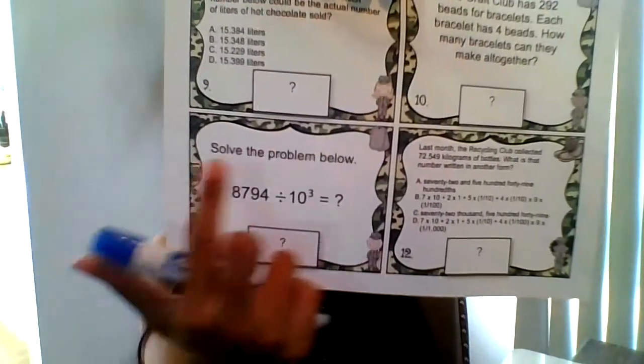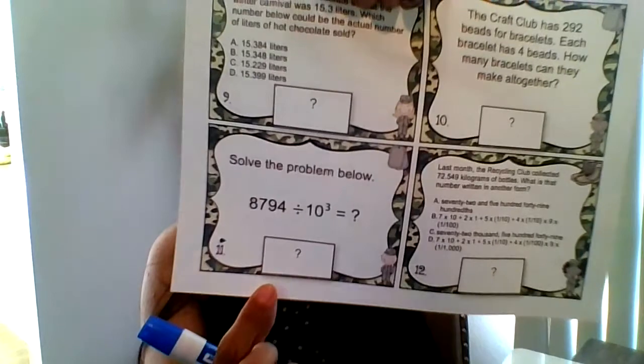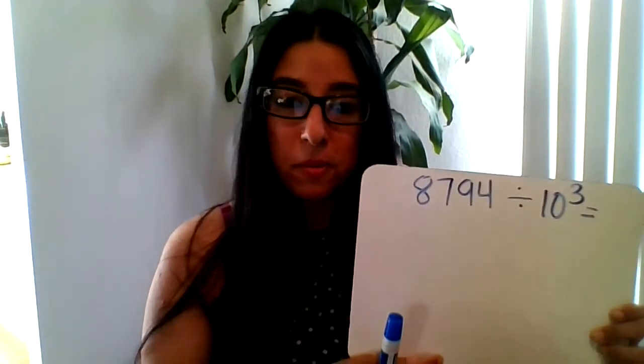It's a little bit bigger, but we're totally fine and we can do it. Write down number 11. So that's going to be this number here, and we'll go ahead and do it. This is a similar problem. Pause and write it down. Okay, I'm going to go ahead and write it and we'll solve it together. So we have 8,794 divided by 10 to the third power. Okay, your board should look like that, or your paper and pencil.